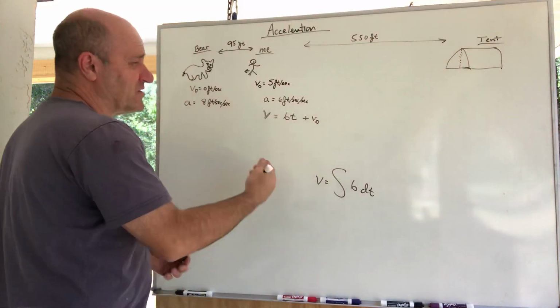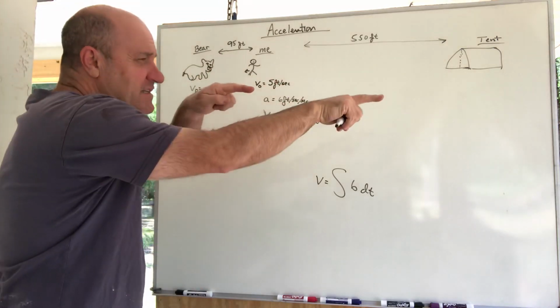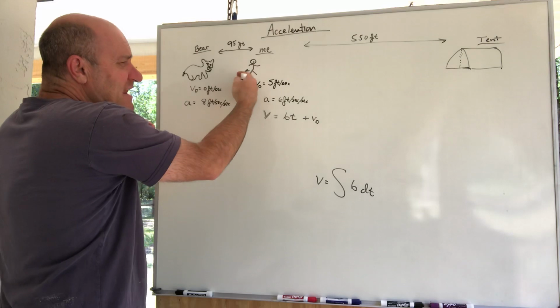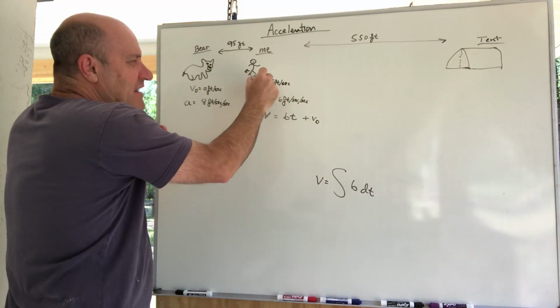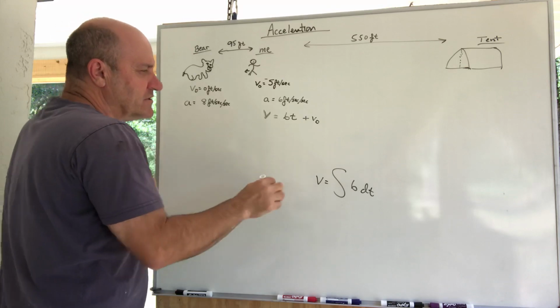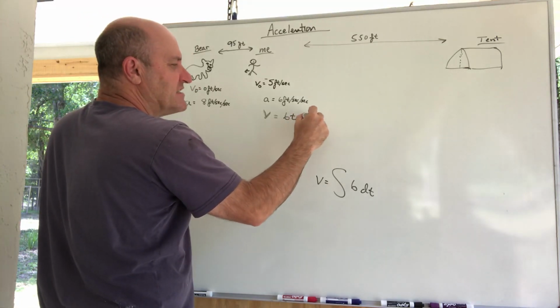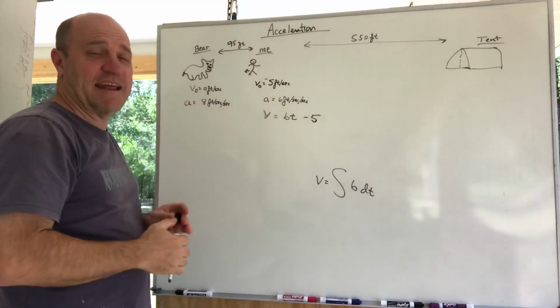And what was my initial velocity? Well, it was 5 feet per second. But if this is the positive direction, we're going to call this the positive direction, then I was headed the other way there. So my initial velocity was actually negative 5 feet per second. So let's fill that in. Negative 5. Again, that's the plus c for this problem. All right, that's my velocity at any moment.